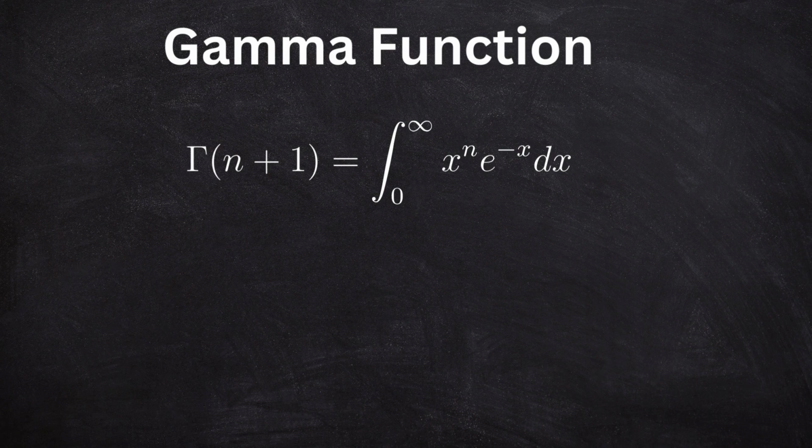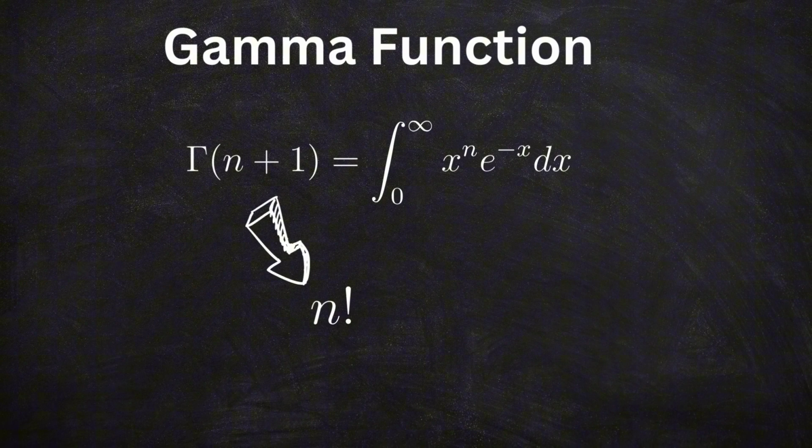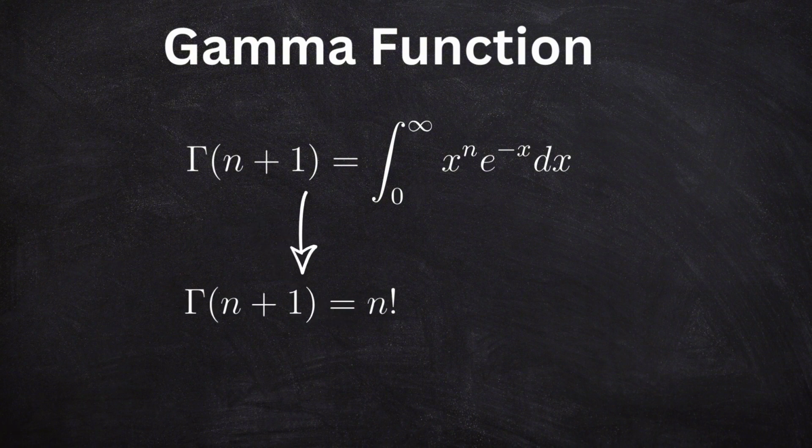So the expression of the gamma function is gamma of n plus 1 is equal to integration from 0 to infinity x to the power n into e to the power minus x dx. We will be using this part to compare our expression and this formula. You must remember that the gamma of n plus 1 is n factorial. This is a must to remember.